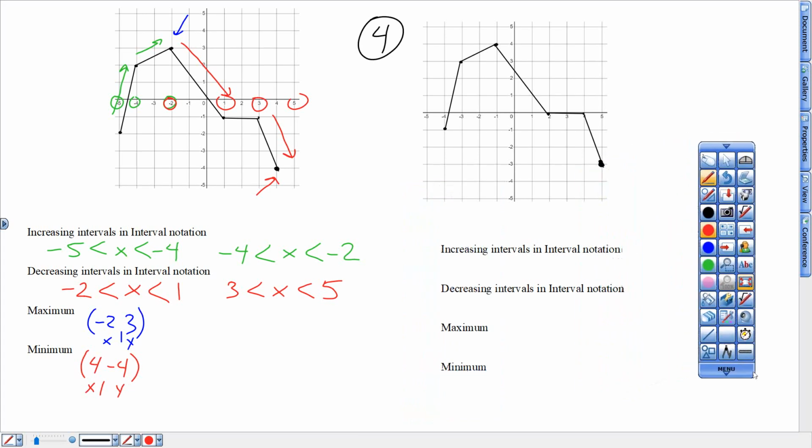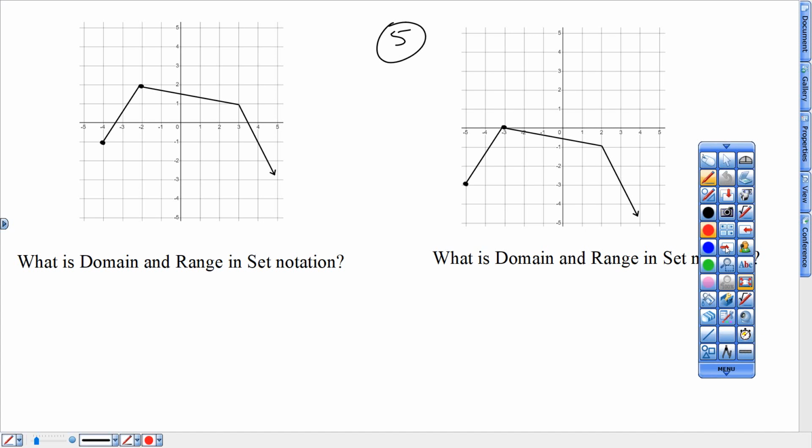All right, I'm going to have you do the same for this one, where I have clearly two stretches going uphill. I got two stretches going downhill. I got a clear maximum and then a clear minimum. All right, do that problem. Number 5, here we go, moving on.